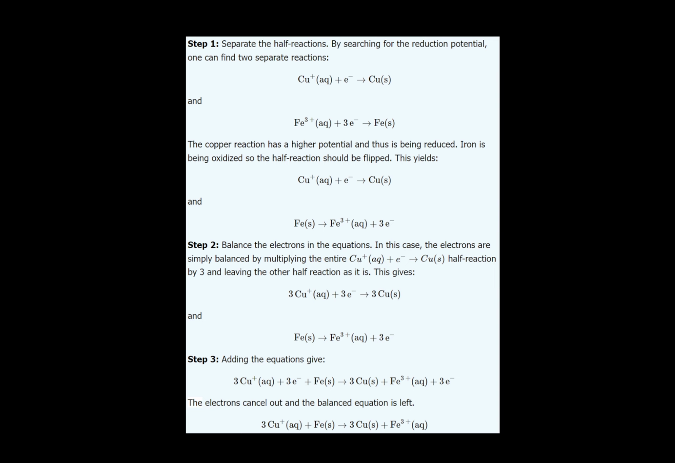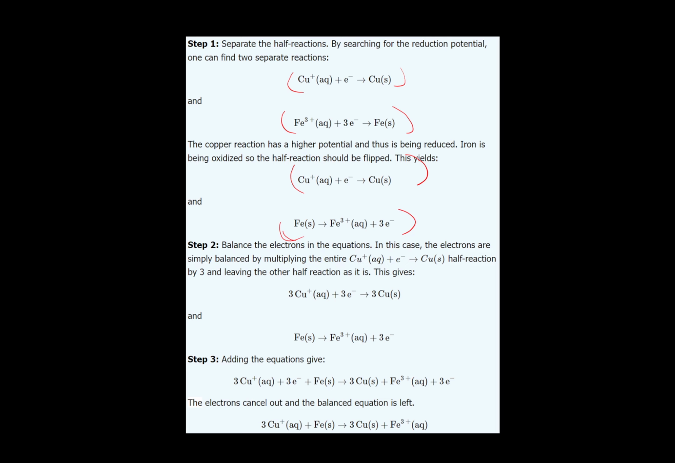So it would be really simple to see what is reducing and what is oxidizing. But in this case, what they did was separate an equation into both of its half equations. So you have your oxidation and here you have your reduction. The copper reaction has a higher potential and thus is being reduced, and iron is being oxidized, so the half reaction should be flipped. So iron is being oxidized, so we're going to have it flipped here. Copper is being reduced.